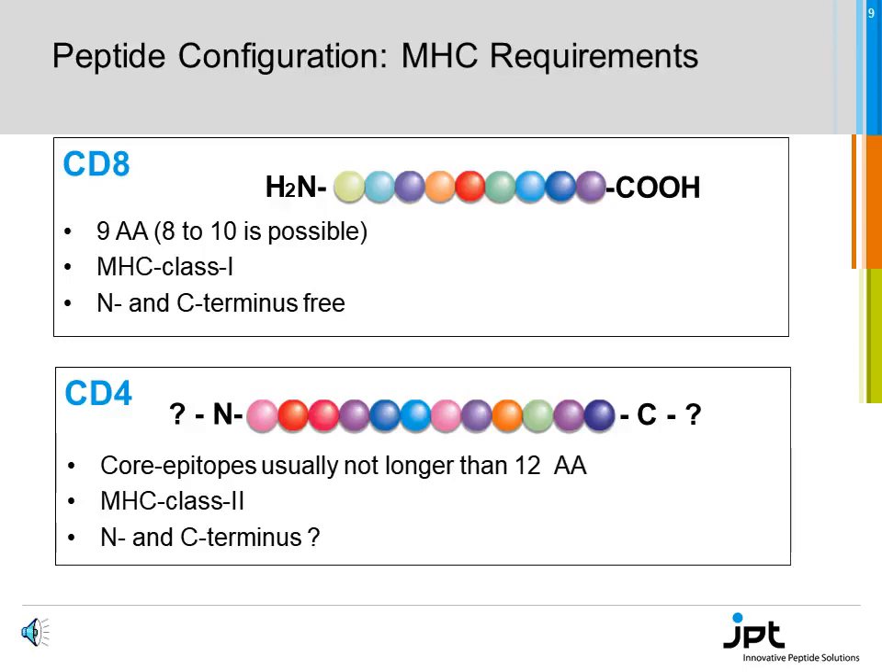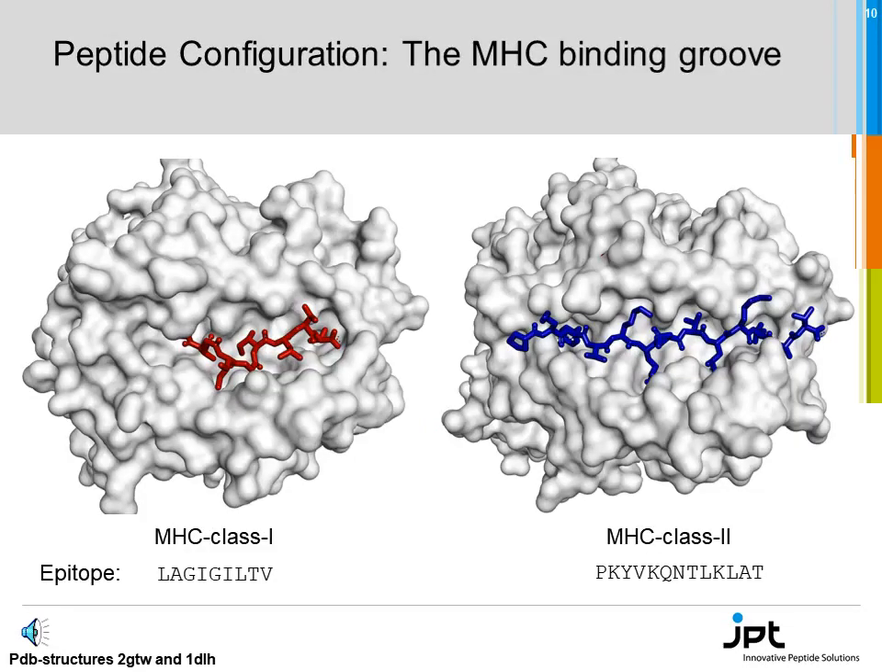This will depend on the side chains of the peptide amino acids and those of the amino acids forming the binding groove. Important positions within the binding groove are referred to as anchor residues. This slide shows you why there are differences between peptides that represent CD4 T-cell epitopes and peptides that represent CD8 T-cell epitopes. The class 1 MHC binding groove is closed at both ends, whereas the class 2 MHC binding groove is open.